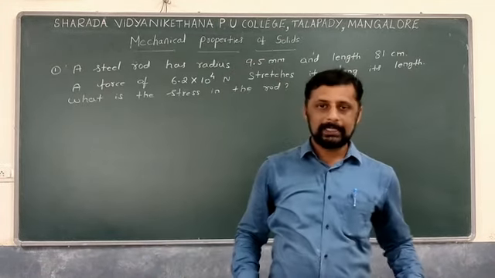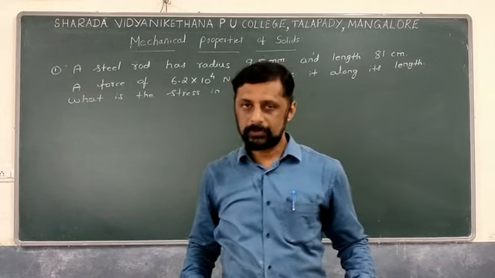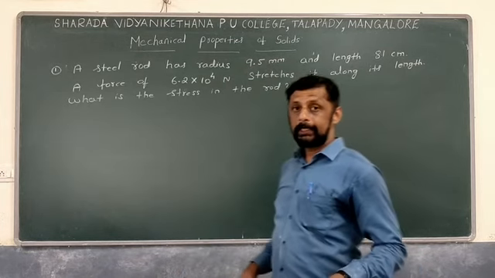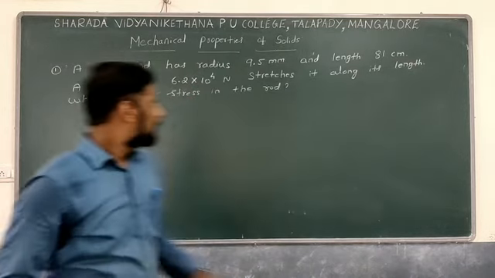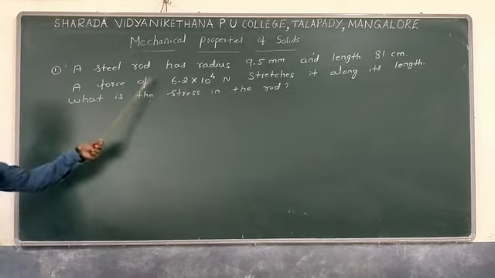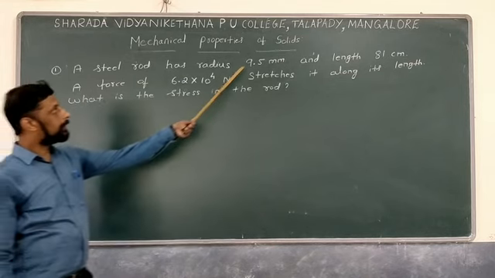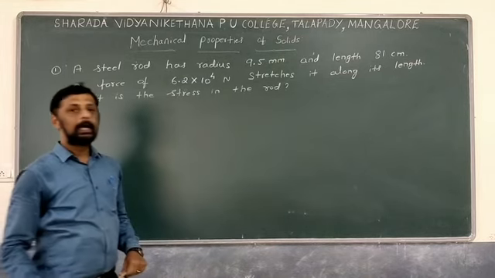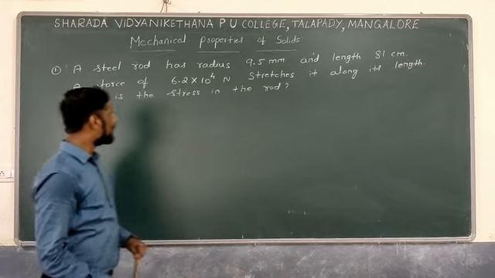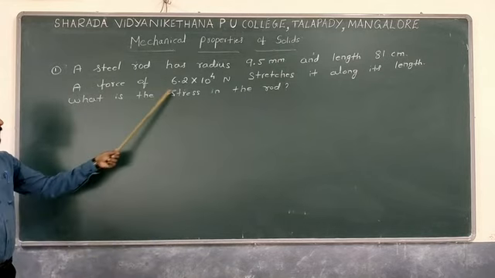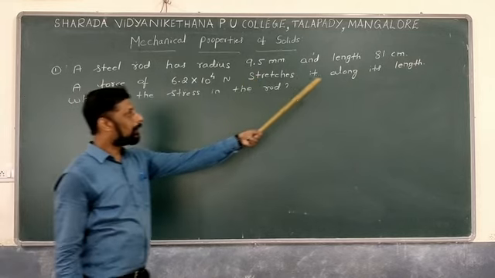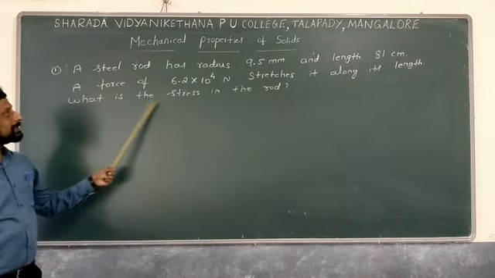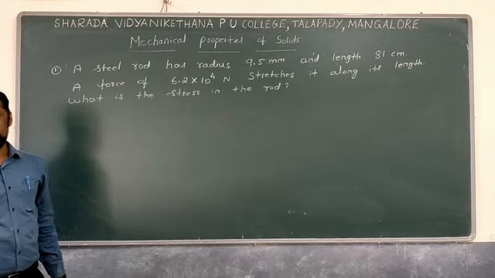Okay students, now we will discuss a few MCQ type questions related to the Young's modulus formula as well as the stress formula. The problem is: a steel rod has a radius of 9.5 millimeter and length 81 centimeter. When a force of 6.2 into 10 power 4 Newton stretches it along its length, what is the stress developed in the rod?